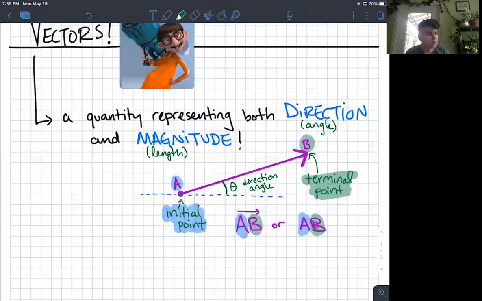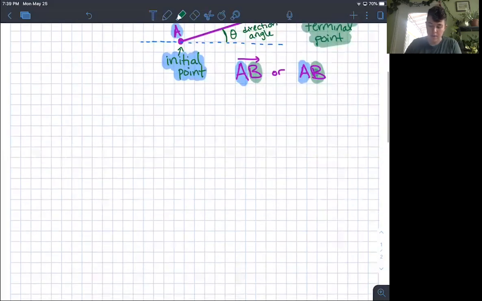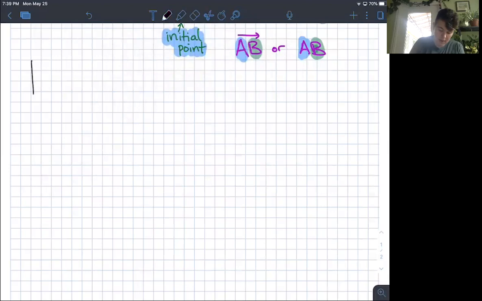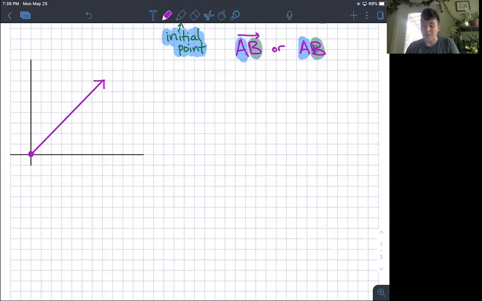Okay, so that is the definition, and I think all of the vocabulary that we're going to need for vectors. So y'all, let's go ahead and talk about how we describe vectors when they are sitting on a coordinate plane. I am going to draw a quick little quadrant 1 right here. Let's make our vector purple. We're going to start it here at the origin, and it's just going to be going up. So this vector is in standard position.